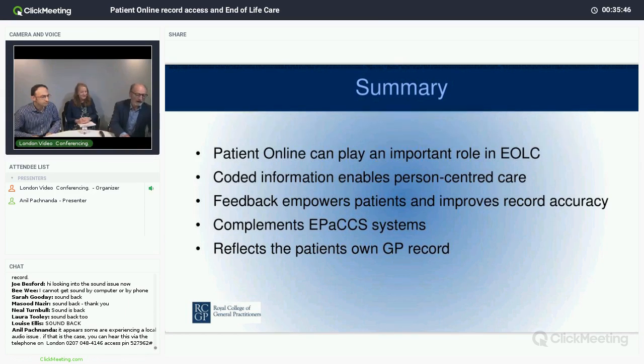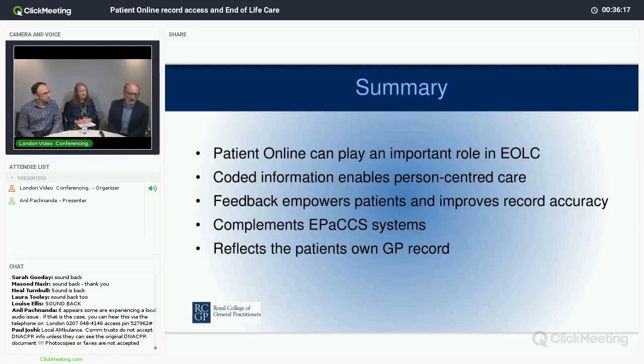In the meantime, we have something that has been raised in the chat room whilst we've been talking. Now I'll have to read this to make sure I've got the details. Yeah, this is a situation. It's an example of an EPaCCS system that's operating in one area, and only EMIS practices are able to upload the data to the EPaCCS system.